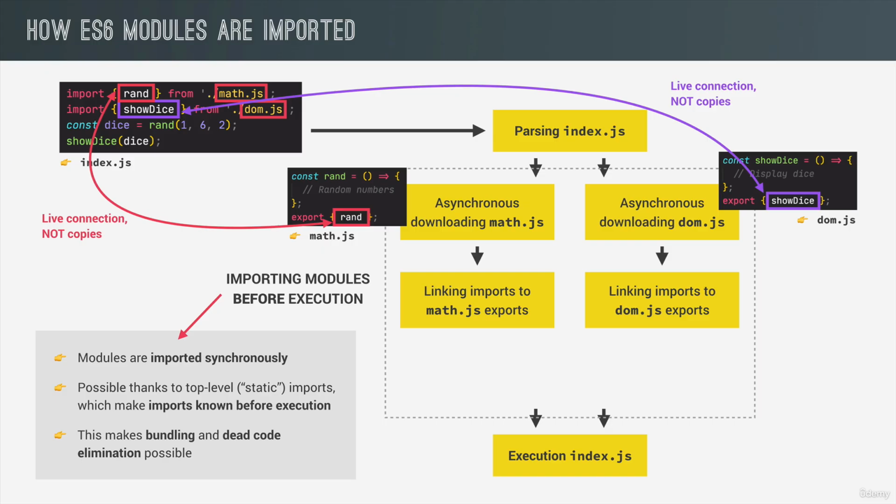And this export is then connected to the rand import in the index.js module. And this connection is actually a live connection. So exported values are not copied to imports. Instead, the import is basically just a reference to the exported value, like a pointer. So when the value changes in the exporting module, then the same value also changes in the importing module. And this is quite important to understand because it's unique to ES6 modules. Other module systems do not work like this, but JavaScript modules do. And so you need to keep that in mind.